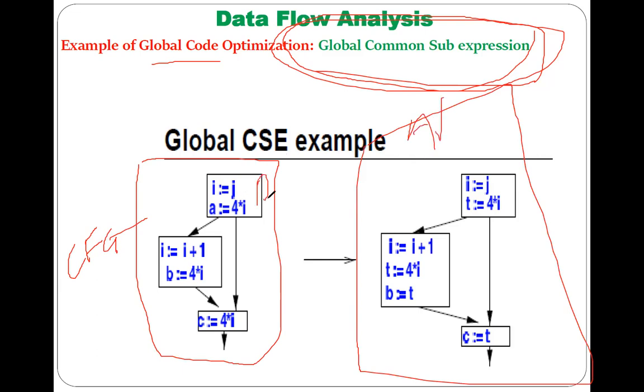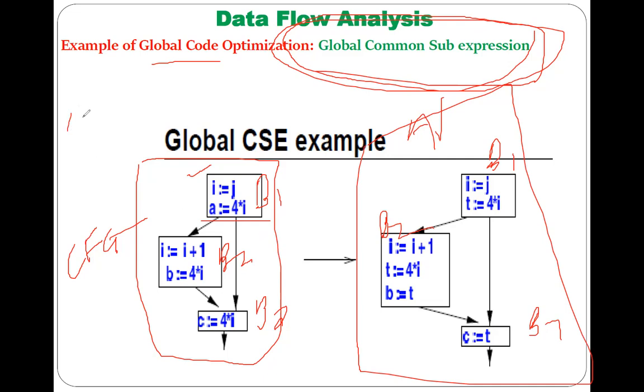This is the basic block B1. You can call this B2 and this B3. Okay, B1, B2 and B3. Now in B1, what is written? I equal to J and A equal to 4 into I. In B2, I equal to I plus 1, B equal to 4 into I, and in B3, C equal to 4 into I. Now, can you tell me which is the available expression here?